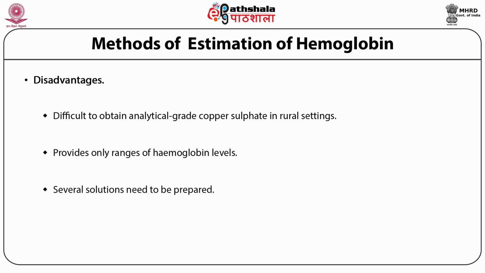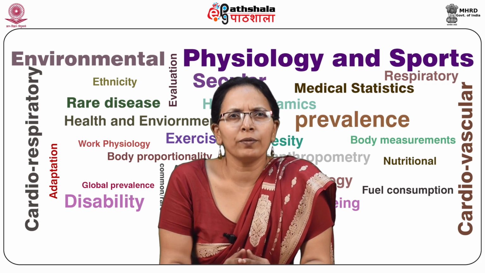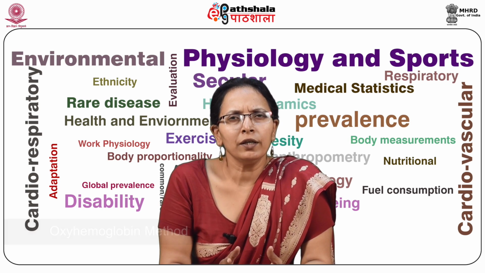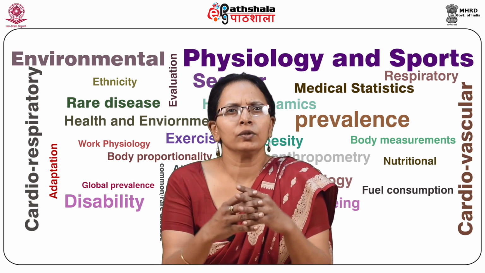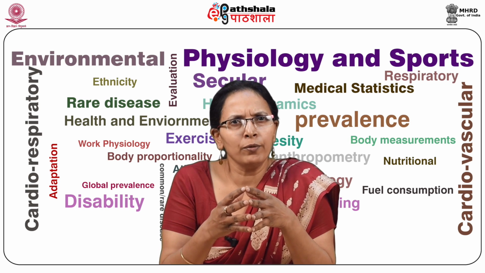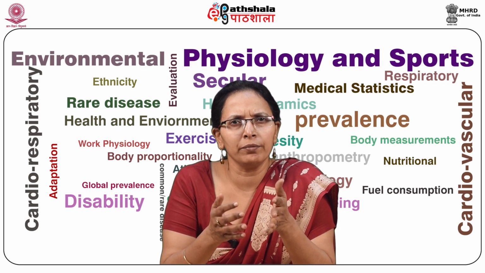Several solutions need to be prepared, and the error increases progressively with continued use of old solution. Some of the other methods for hemoglobin estimation are the oxyhemoglobin method. In this method, hemoglobin is converted to oxyhemoglobin by reaction with ammonia and the color of the solution is measured in the photocolorimeter.